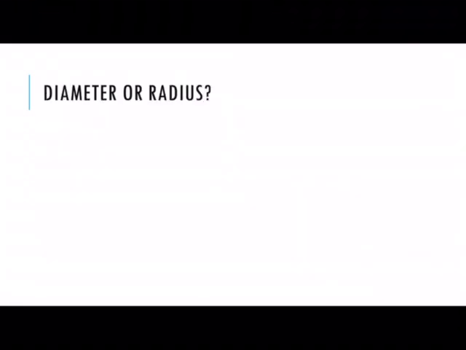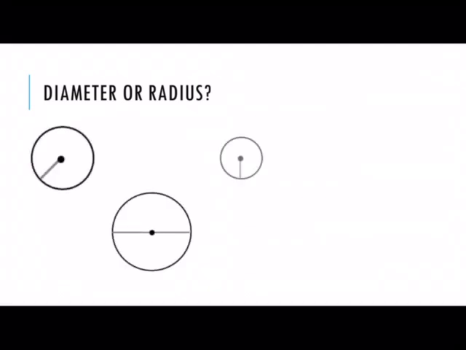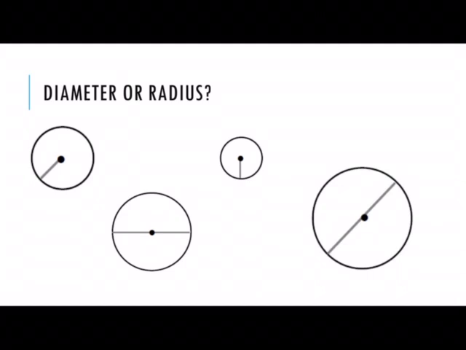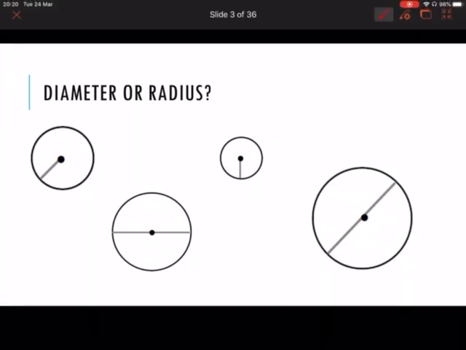Okay, so I'm going to put up 4 circles here. I would like you to pause and try this yourself before I give you the answers. So here are the 4 circles. I just want you to write down whether a diameter or a radius is shown in each of these circles. And I'll number them 1, 2, 3, and 4. So just pause here and try this before I go on to do the answers.